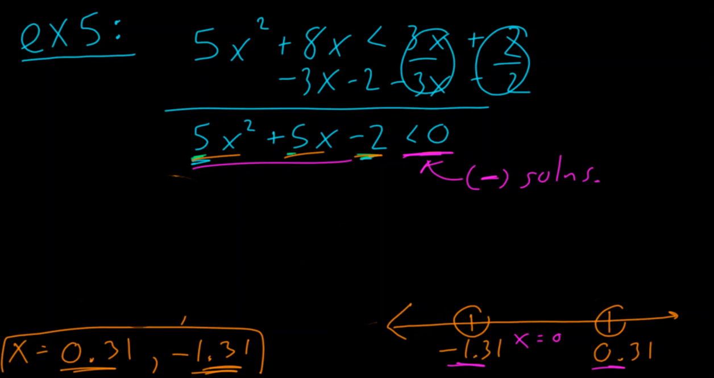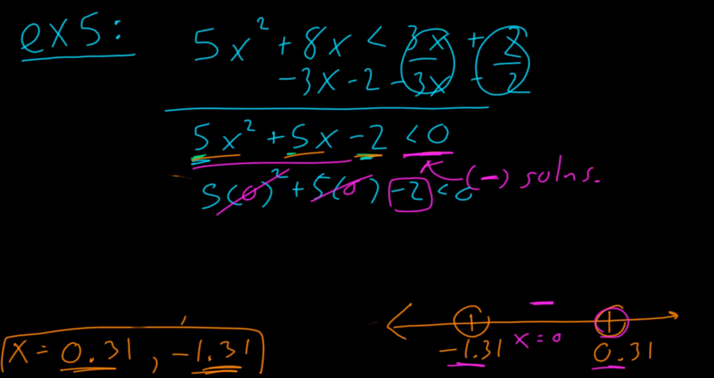And so what happens when I plug 0 into my equation? I get 5 times 0 squared plus 5 times 0 minus 2 is less than 0. And y'all are going to notice when I plug in 0 here, that goes away because 0 squared is 0 times 5 is 0. And here 5 times 0 is still 0. And we have a negative. So my negative solutions are in the middle region. Now when I hit this guy right here, it's going to switch to being a positive solution, and going the opposite direction, my negative solutions switch to positive solutions.